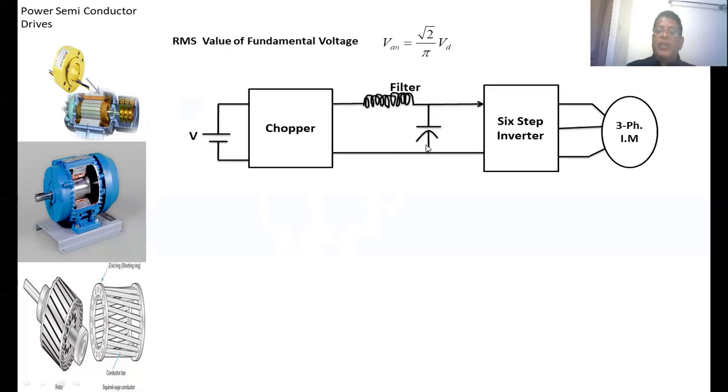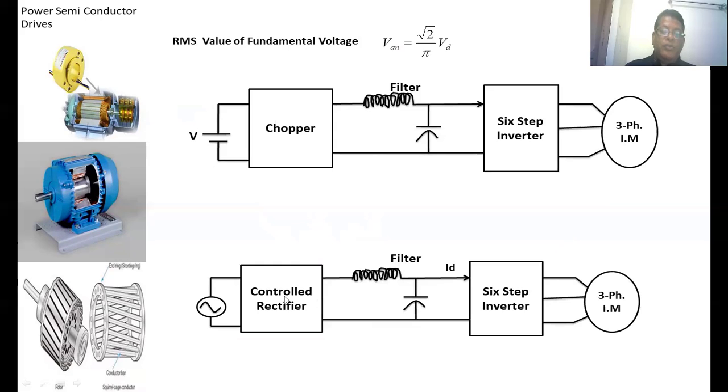The main function of this filter is that it reduces the ripples in output voltage and current also. Moreover, the operation of the inverter is independent of the chopper. These are the two functions of this filter. By means of this chopper, a variable DC voltage is given so that this inverter will give the variable RMS voltage. If the available supply is an AC supply, then you have to use a controlled rectifier circuit, which gives the variable DC voltage at this capacitor. This inverter will give the variable RMS voltage to the induction motor.